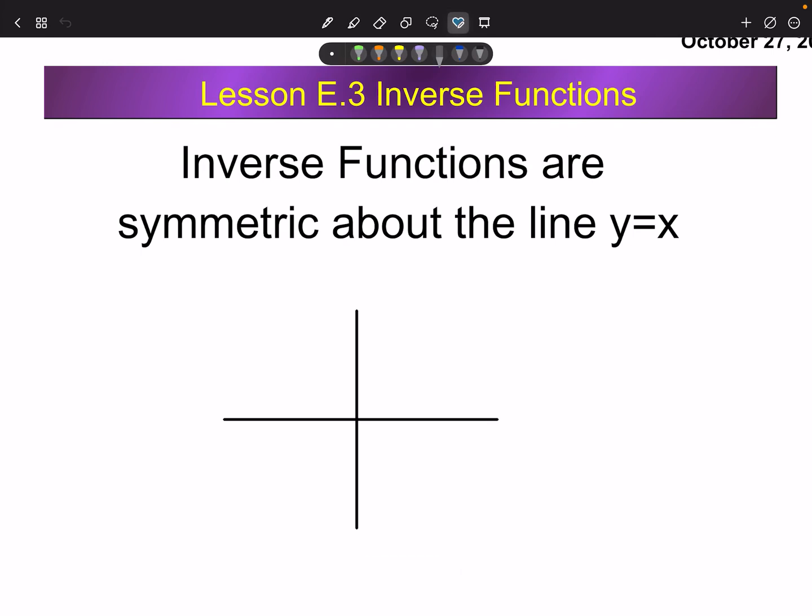Greetings. In this lesson, we are going to learn about inverse functions. Inverse functions are symmetric about the line y equals x. Y equals x is this line right here. I'm going to dash it. This is the line that is called y equals x.